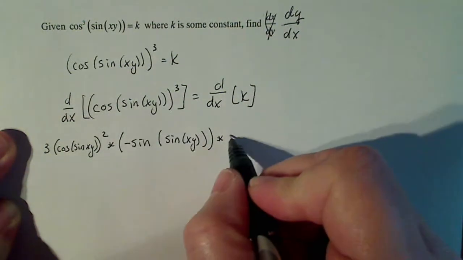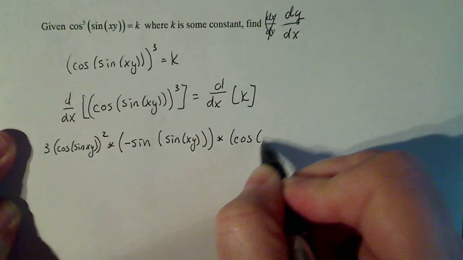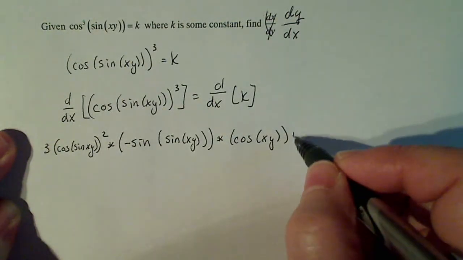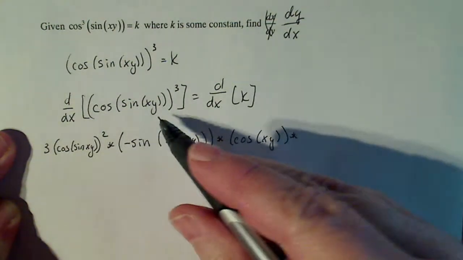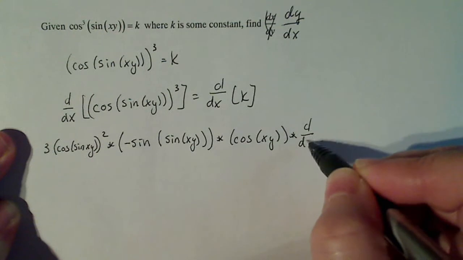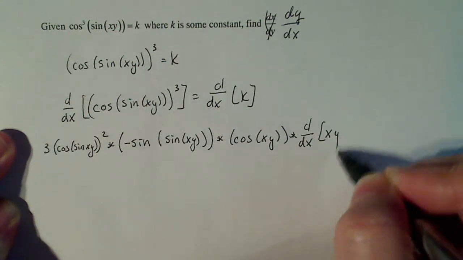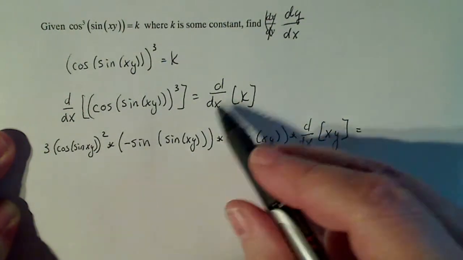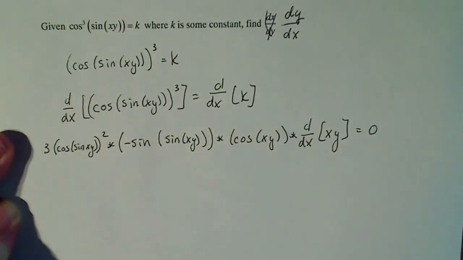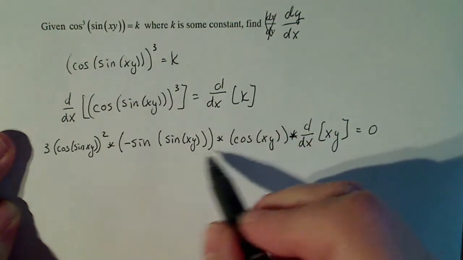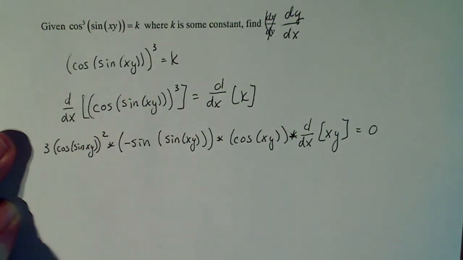Times the derivative of this. Now the derivative of sine is cosine. Okay, there we go. And then the last is the derivative of x times y. But since we're using implicit differentiation, we have to use the product rule. So let me note, the last step is the derivative with respect to x of xy. And I'll use the product rule on that in just a second. And then that's going to equal the derivative of k, which is 0. Now remember, I'm using stars for multiplication, like on a graphing calculator, so they don't look like x's.